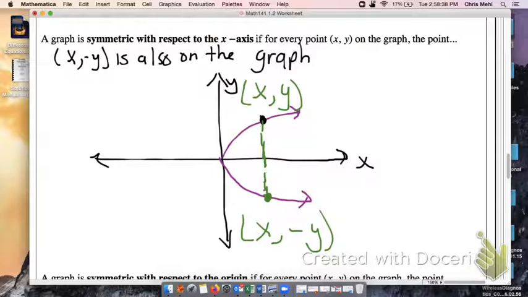So basically, a graph is symmetric with respect to the x-axis if changing the sign on the y-coordinate always gives you another point on the graph. In terms of equations, this just means that if you replace y with minus y in the original expression and simplify, you get the original expression back. I'll show you that in just a minute. I'll show you the algebraic way to determine symmetries. Okay, third kind of symmetry.